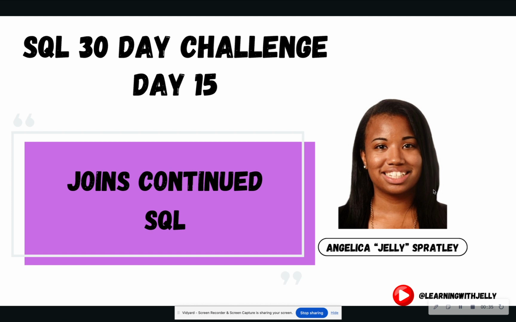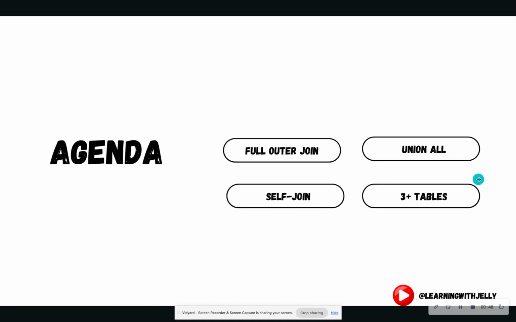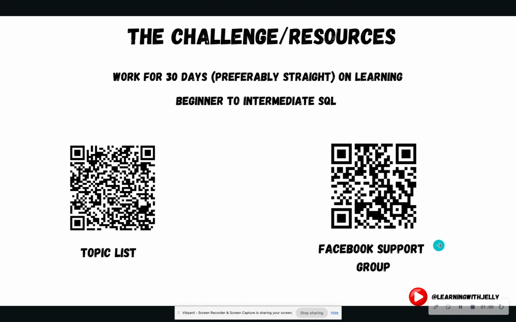Today, we are going to focus on joining three or more tables, as well as describe, not practice, but describe some other joins that you may hear about in your learnings. So let's go ahead and get started. We are going to describe the full outer join, the union all, as well as a self join. And then we are going to hop into actually practicing joining three or more data tables.